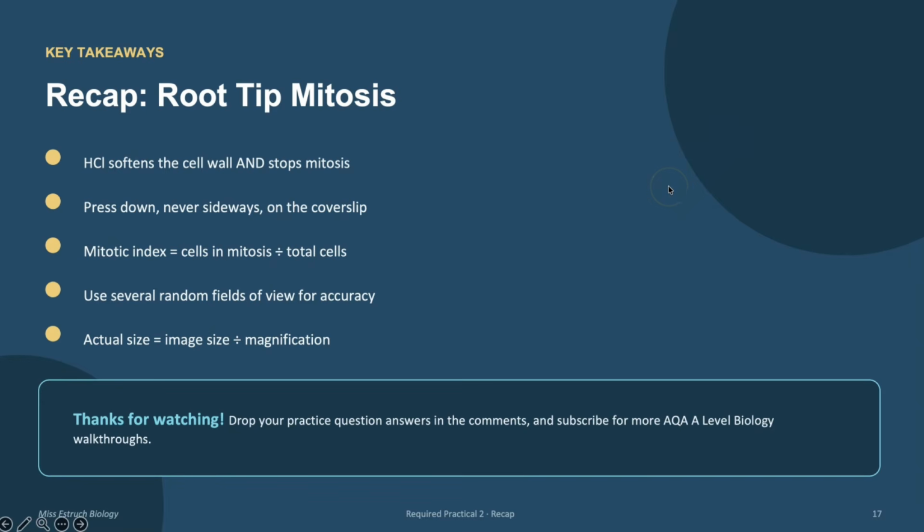So that takes us to the end of the root tip squash required practical: equipment, how and why you'd use it, the method, why you do each stage, the maths linked to it, and most importantly, the common questions.